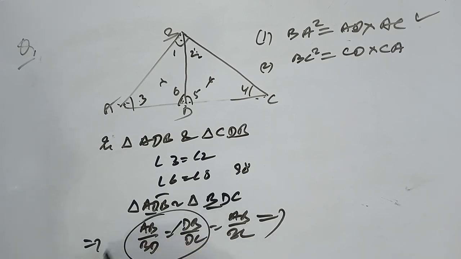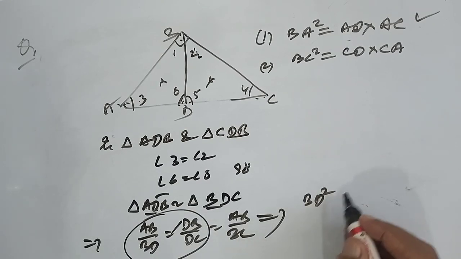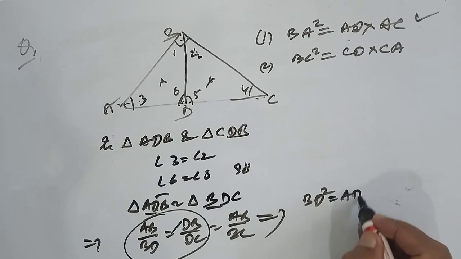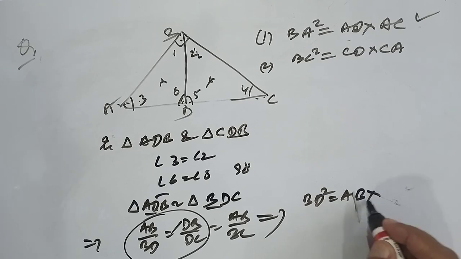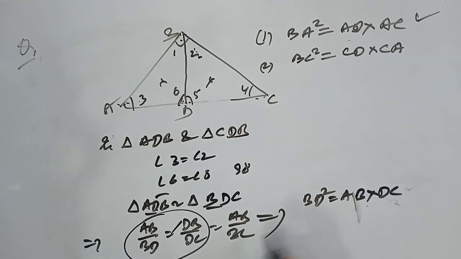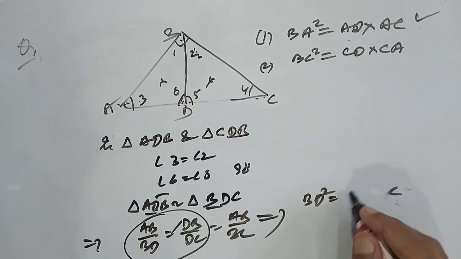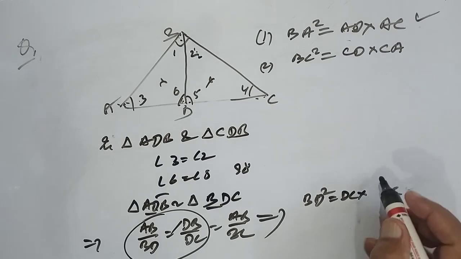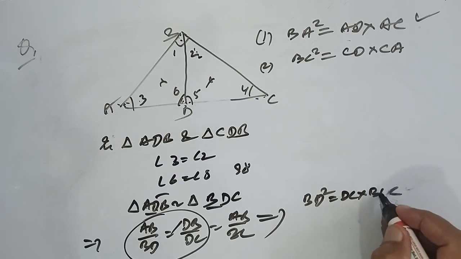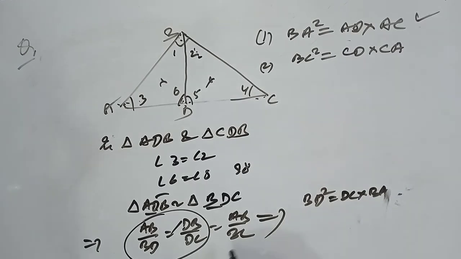We consider this one, cross multiplying, then we get BD square is equal to AB into DC. In the cyclic order, we can write it down like this. So BD square is equal to DC into BA. So we have these proved here. They are called identities, square identities. Very important for the geometry.